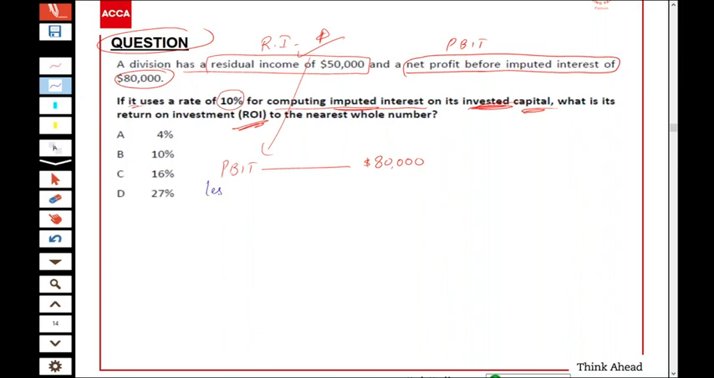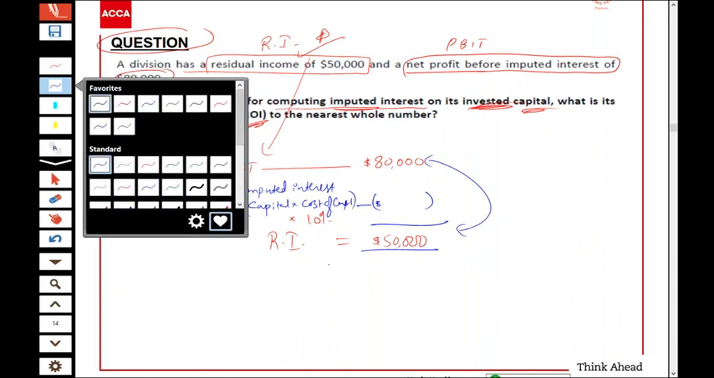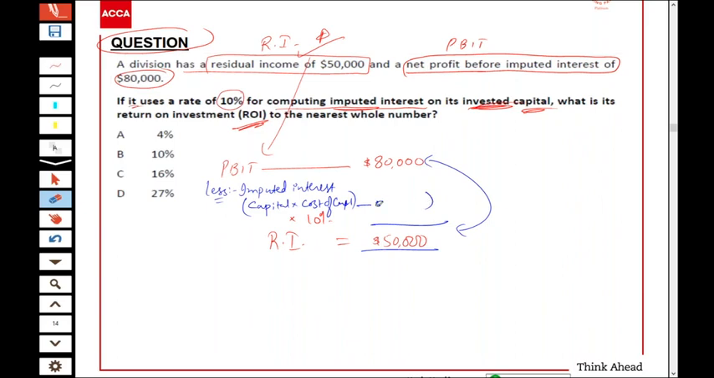And then I have to deduct imputed interest. And where is the capital? No, I do not have the capital. Multiply by cost of capital. Yes, I have the cost of capital, and the answer would be missing. The capital is unknown to me, so I am not writing anything. This is 10%, and my residual income was 50,000. So taking the difference, it would become 30,000.